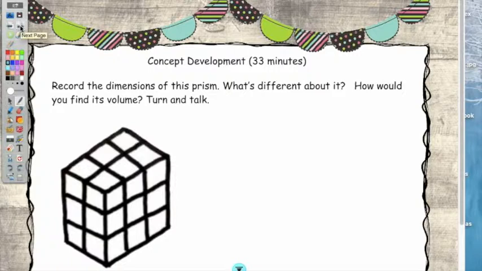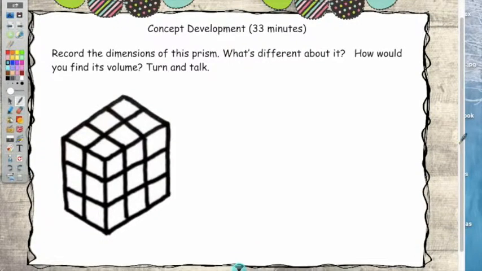Record the dimensions of this prism. What do you think record the dimensions means? Write down the height, the width, and the length. Okay, we got that. We don't know what the unit is, so I'm just going to say units. Okay? What's different about this prism? Well, I mean, didn't they fill in the cubes for us? Yeah. So we aren't seeing just layers and measurements, are we? We're actually seeing cubes. How would you find this volume? Talk to your table group about it.